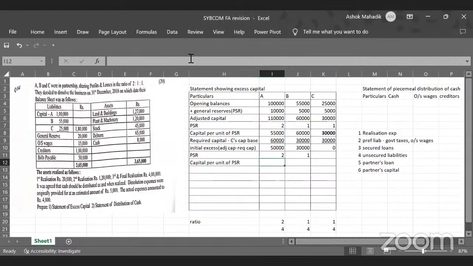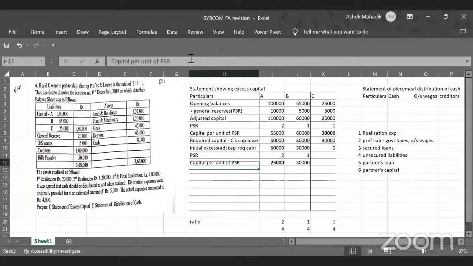Initial excess capital divided by 2 for A. So 50,000 divided by 2, so his capital per share is 25,000. Let us see for B, 30,000 divided by 1. So his per share capital is 30,000. Clear? Now again we have to take someone's capital as base. Which capital will we take as base? The lowest one. So we'll take A's capital as base because it is 25 and B's capital per unit is 30.